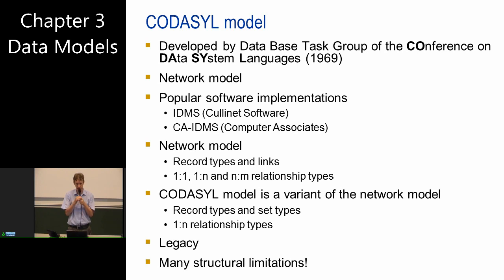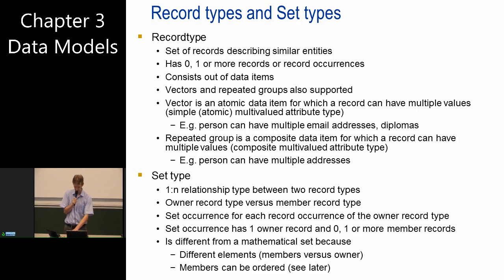Again, the CODASYL model is legacy. It's outdated. It has lots of structural limitations which we are going to explain in what follows. The basic building blocks are record types and set types. Well, record types, we also had that in the hierarchical model. So what's the difference? Well, a record type is a set of records describing similar entities, just as in the hierarchical model.